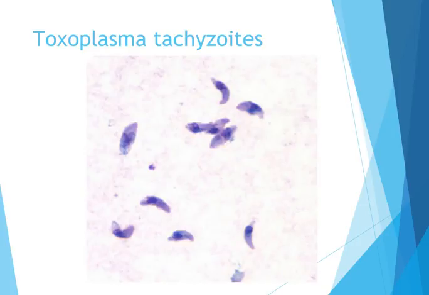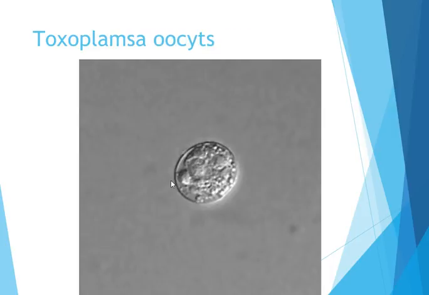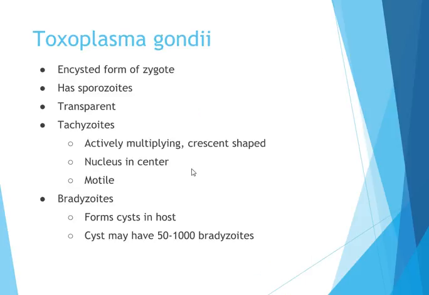These are the tachyzoites. These are the actively multiplying crescent-shaped part of the organism. It has a centrally located nucleus, and these are motile. The bradyzoites look like these. They're very similar. They are smaller. They're found in clusters, and they can make a cyst. And in the cyst, there may be 50 to 1,000 bradyzoites inside of it.